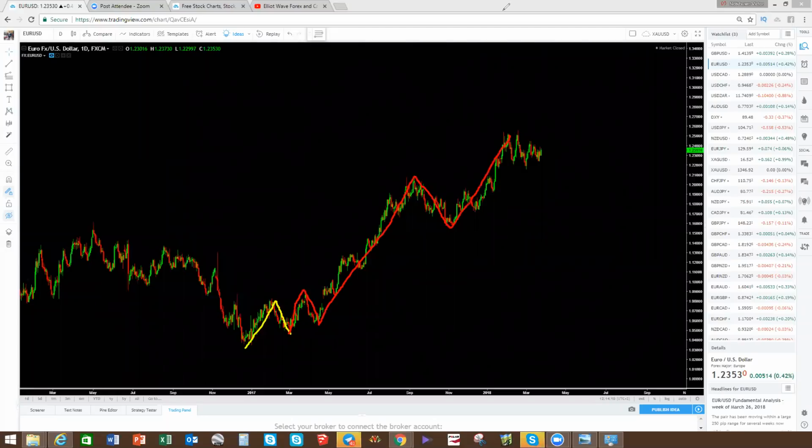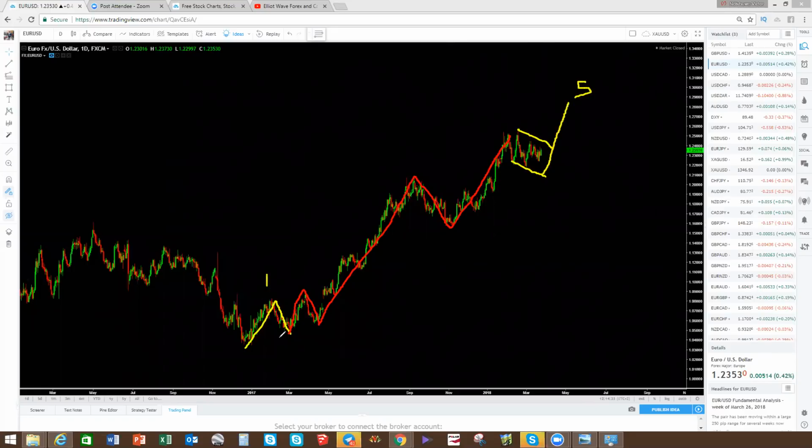So if that is the 5, we want a 4, and this 4 must be bigger than this one. That's why I'm saying I want a deeper correction. Why must it be bigger than this one? Because this one is an internal one. This is a bigger one. So this one must be related to that one. So we must get then a 5 to the upside.